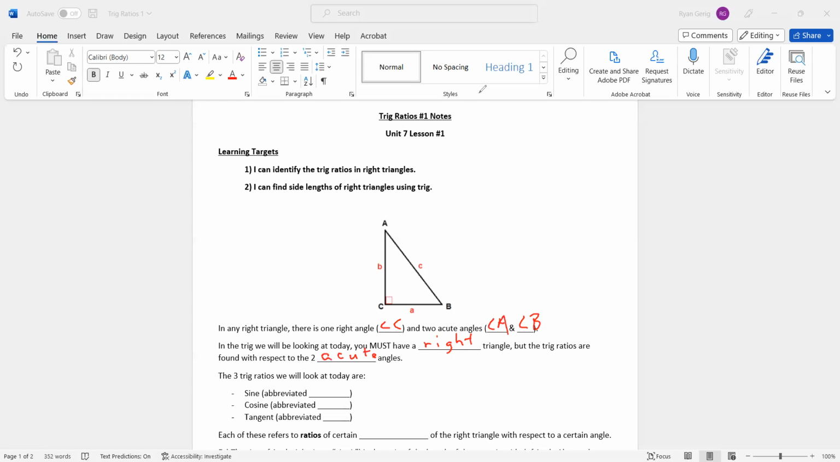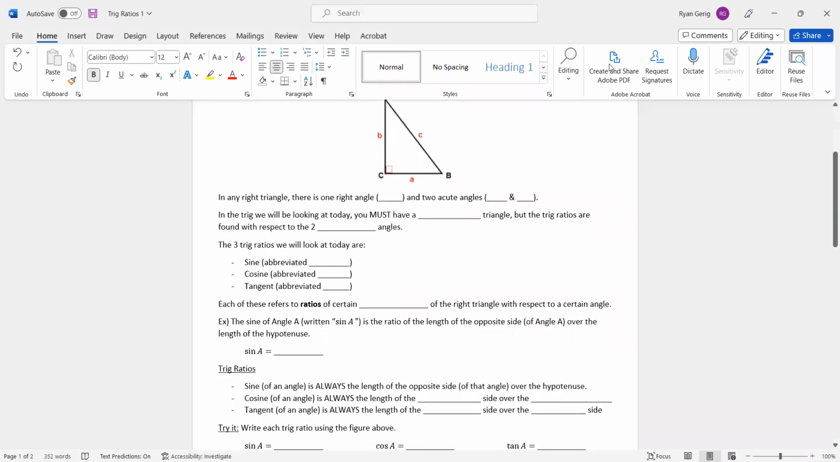The three trig ratios we're going to look at today, there are 6, but we're going to look at 3. Sine, abbreviated SIN. I have a lot of people say sin, but it's not sin, it's sine. Cosine, which looks like COS. And tangent looks like TAN. Those are the 3. You see those on your calculator, well, most of your calculators.